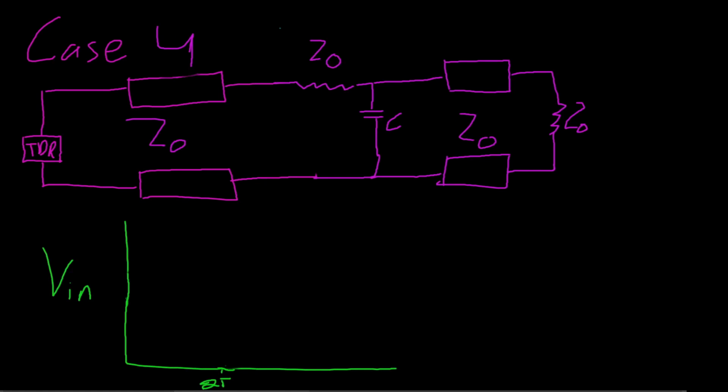Okay, for case 4, we have these 2 transmission lines connected with a resistor, a match resistor, and a capacitor. The graph, as always, starts at 1/2 VG. This capacitor is going to look like a short, so initially the current won't go through this transmission line, it will just go through this short, and the TDR is going to see this initially, and it's the match, so there's no reflection initially.